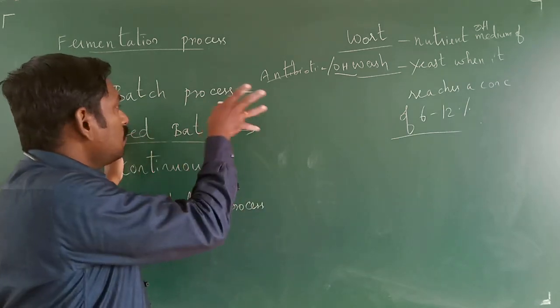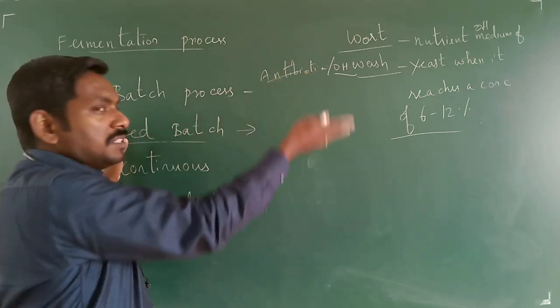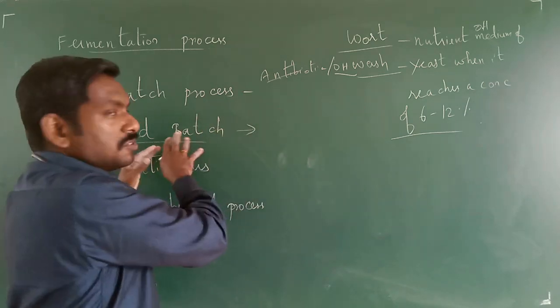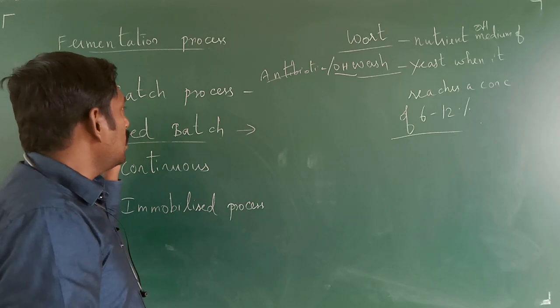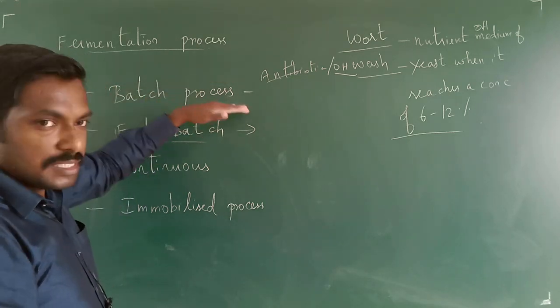So they will use the feed. The reactor will have the inoculum. If they want to produce the antibiotic, they will feed the organisms, which is used for the diet. So you will have the fed batch, right? This batch process and fed batch process are more or less similar.